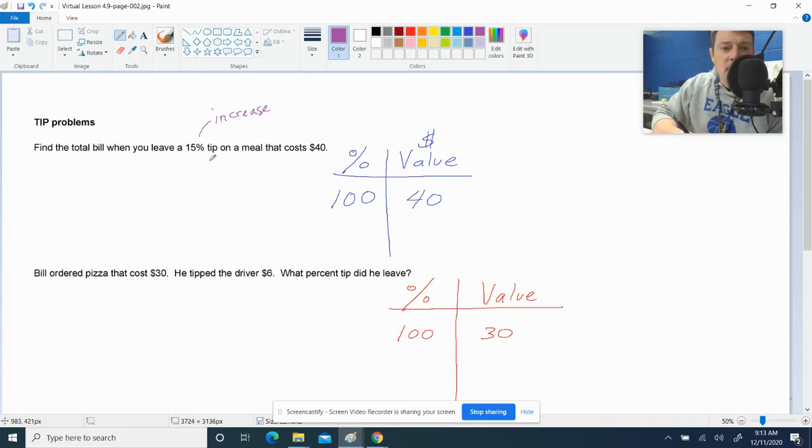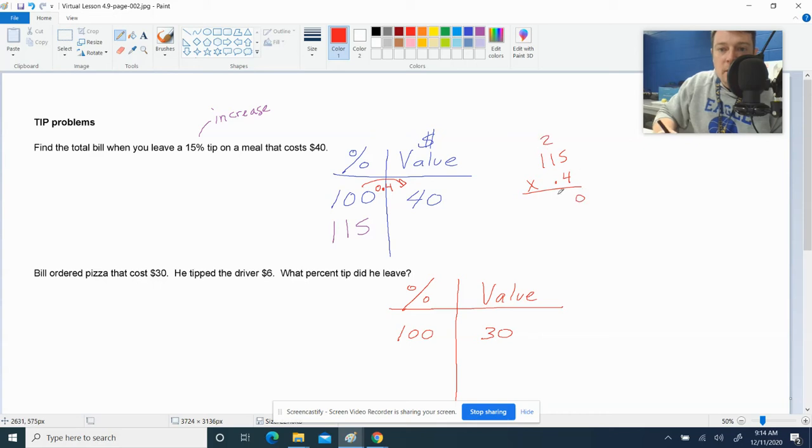So 15% tip on $40. $40 would be the 100. 15% increase would be 115. So find your constant of proportionality, which this one is easy. 40 divided by 100 is simply 0.4, tenths, right? And then multiply that times your 115. And 115 times 0.4. It's pretty easy math to do.